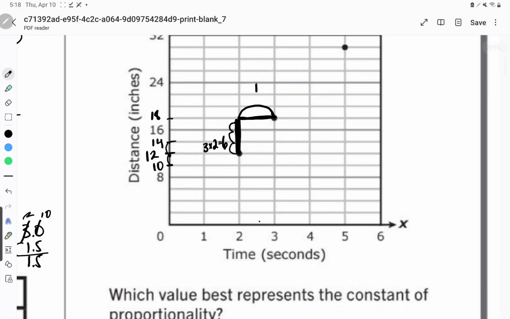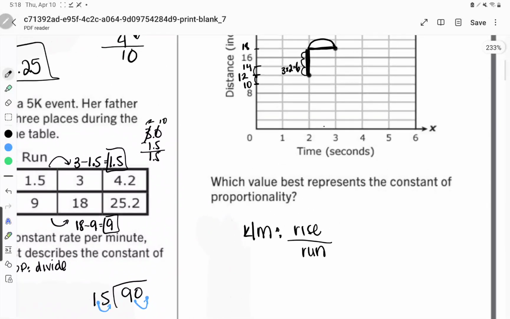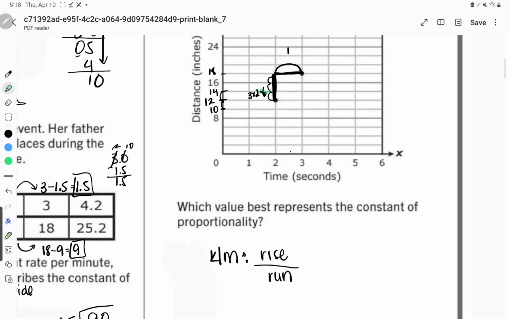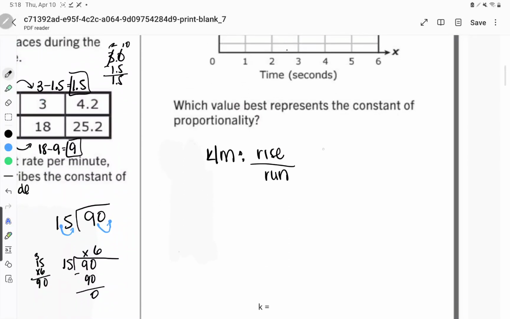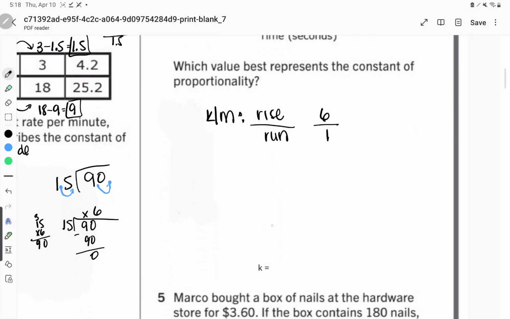So I would do my rise over my run, and it rises 6 because it goes from 12 to 18, and then it runs 1. So I would have 3, no, sorry, that was 6. 6 over 1, which gives me 6.